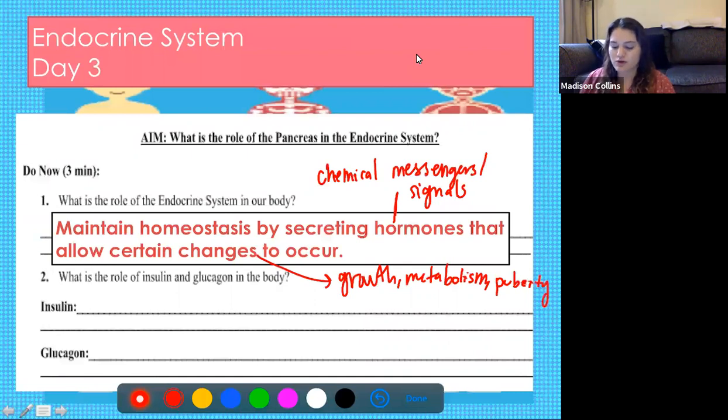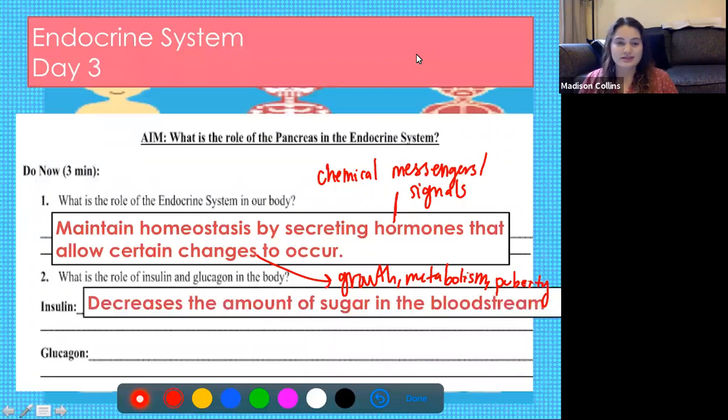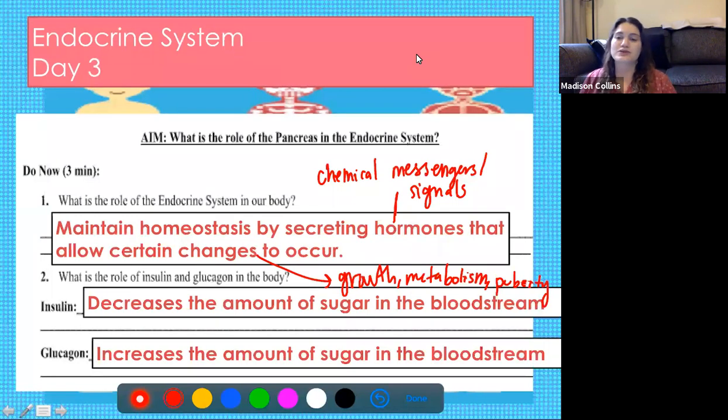Number 2, what is the role of insulin and glucagon in the body? Well, we need to know that insulin overall decreases the amount of sugar in the bloodstream, and glucagon does the opposite. It's actually going to increase the amount of sugar in the bloodstream. And both of those hormones work together to keep your blood sugar levels stable or balanced. And we're going to talk some more about that today.